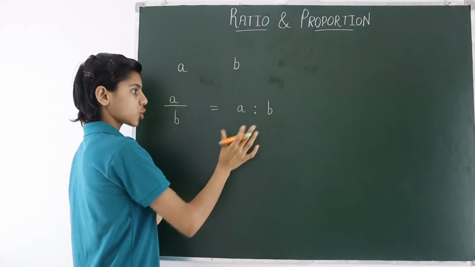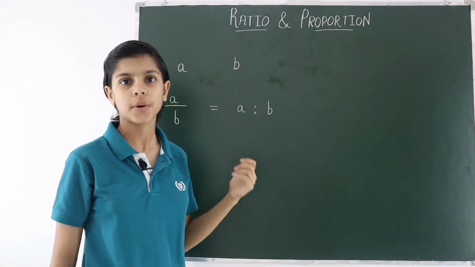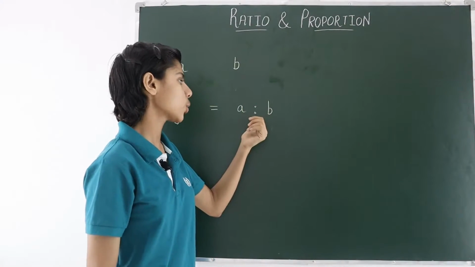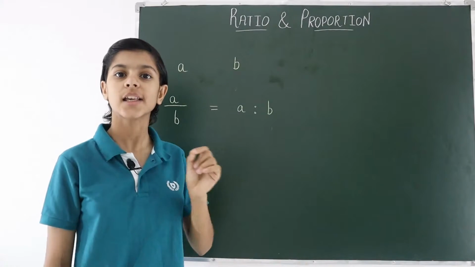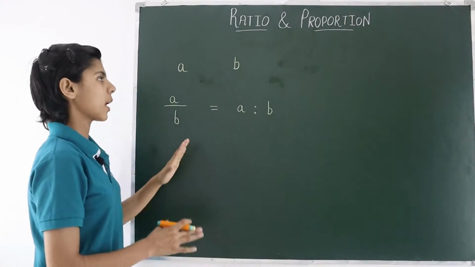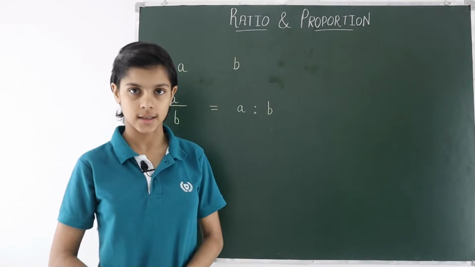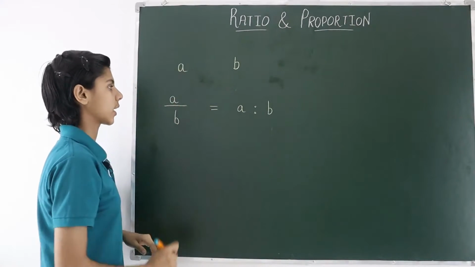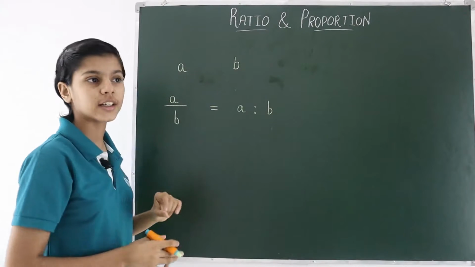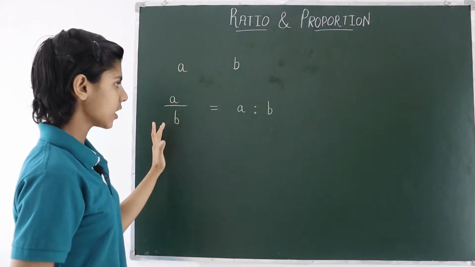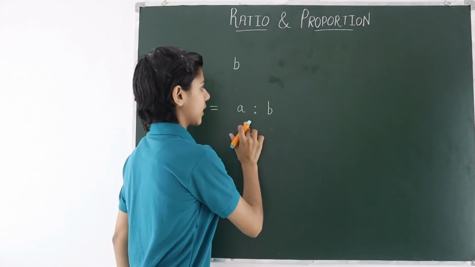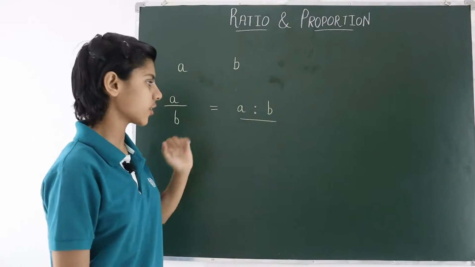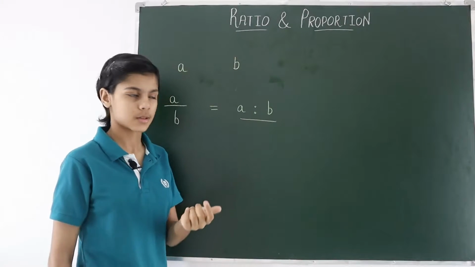Now this A ratio B is read as, we pronounce it as A is to B. This ratio is pronounced as is to. If we have two similar quantities A and B and we write them in fraction, they can be written as A is to B. That is our ratio. Now in this ratio, what will be the terms?